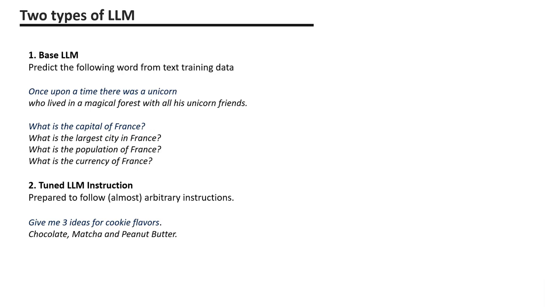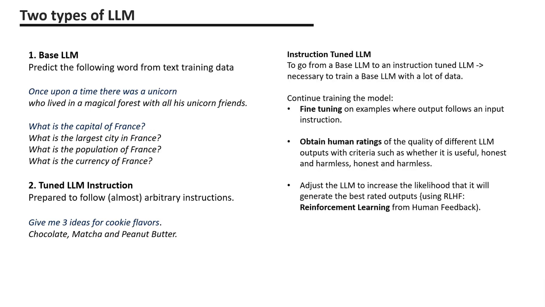How do we obtain this second type of model that can respond and follow instructions? It requires an additional training process of the base model. To transform the base large language model into an instruction-following optimized model, we need to train it with significantly more data. Firstly, we proceed with fine-tuning. This involves providing a series of examples where the desired output follows a given instruction. This allows the model to learn how to respond in a specific way to a given instruction.